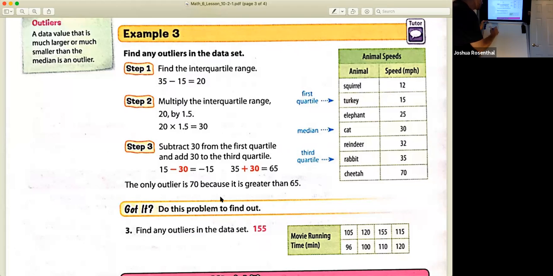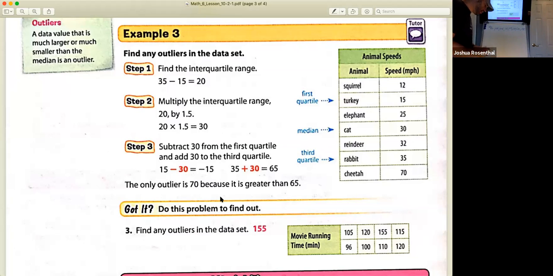96. Oh, nope, 100. I'm making errors here. There are 8 data points here, by the way. 96, 100, 105, 110, 120 happens twice. That's the mode. Oh, I missed 115. Two, three, four, five, six, seven, and then 155. That just looks like it's going to be an outlier.